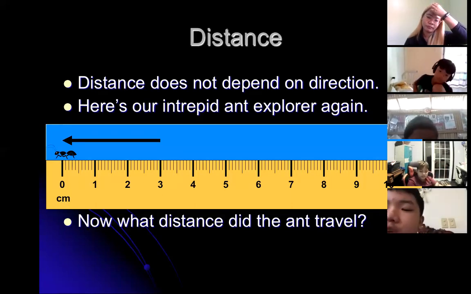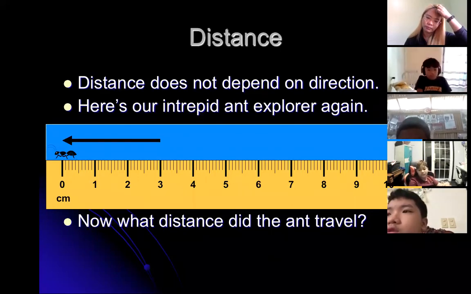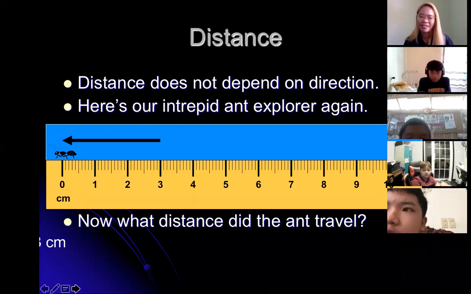Sir, from the start it traveled 3 centimeters, but when it went back, sir, 3 centimeters again. In total, 6 centimeters ang na-travel niya, sir. Okay, thank you very much.